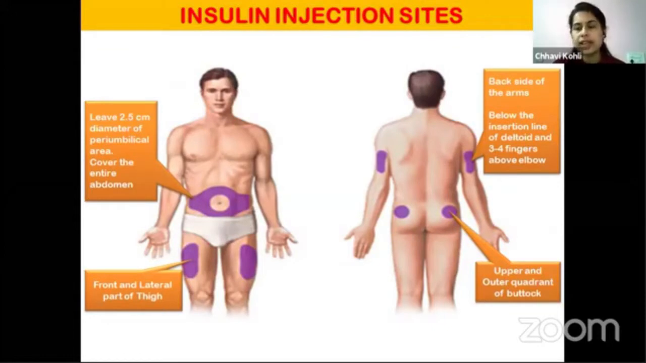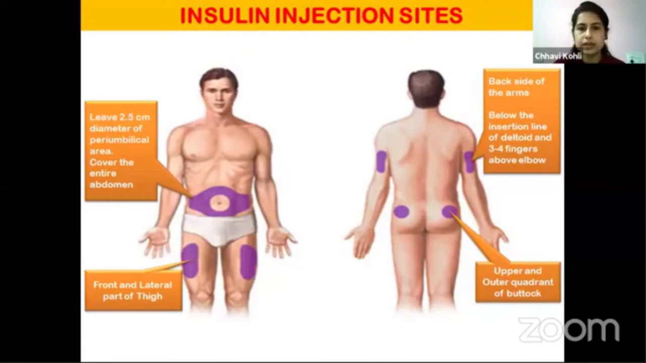The third area is the arms. The back side of the arm should be used for the insulin injection. The area below the insertion line of the deltoid and 3 to 4 fingers above the elbow should be used for injecting insulin. And in the buttocks, the upper and outer quadrant of the buttock should be used for injecting insulin.